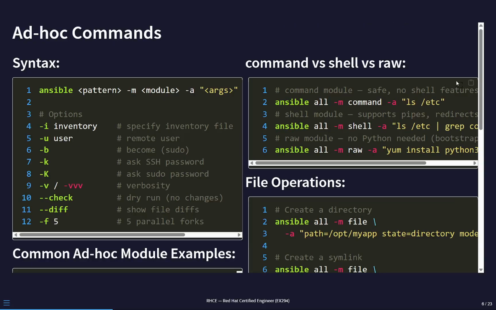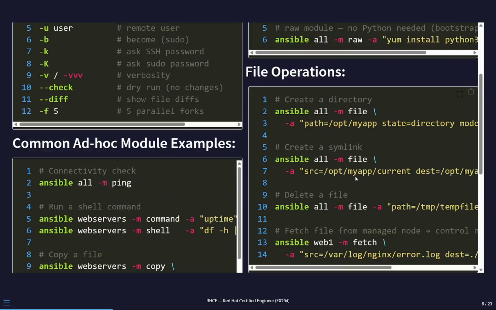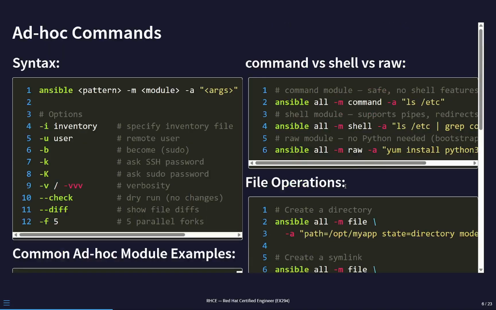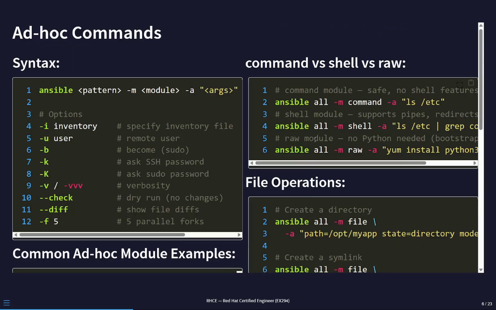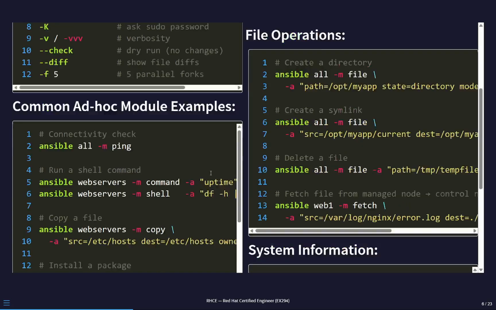The shell module runs through /bin/bash and supports all shell features. Installing a package: ansible webservers -b -m dnf -a "name=nginx state=present" -v. The -b flag is critical here. Package installation requires root. Starting a service: -m service -a "name=nginx state=started enabled=yes". Creating a user: -m user -a "name=alice state=present groups=wheel".